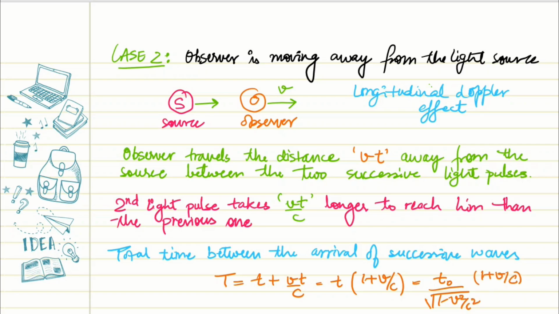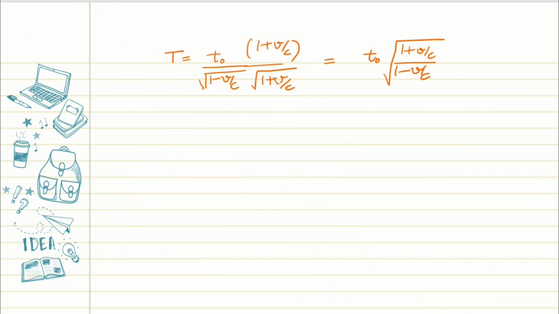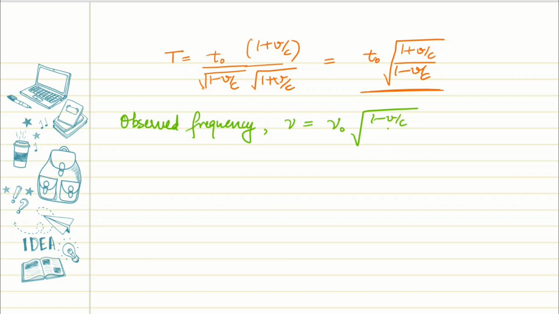So let's move to the next page. The total time between the arrival is t naught times the square root of 1 plus v by c over 1 minus v by c. So we can now get the expression for the observed frequency. You just have to reverse it. So this would be mu naught times the square root of 1 minus v over c over 1 plus v by c. This is the away case.